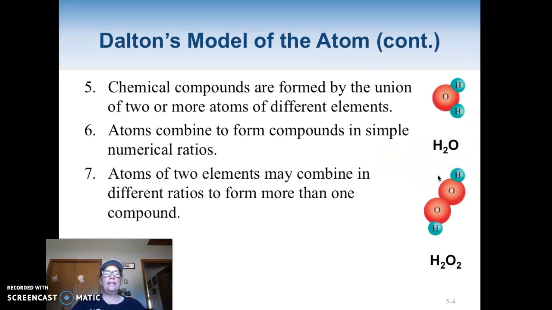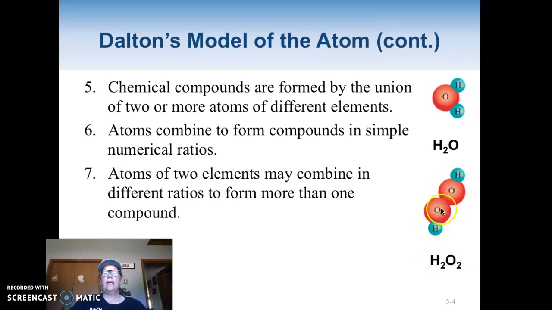And then he said atoms of two elements may combine in different ratios. Here we have the example of water, which is H2O. And then we have hydrogen peroxide, which is H2O2. Another hydrogen in there.